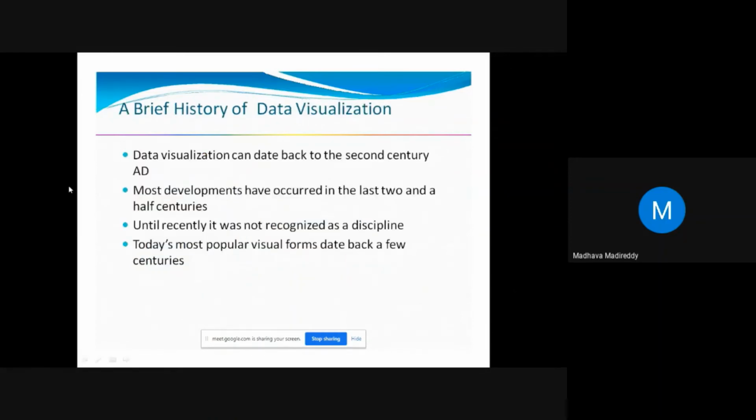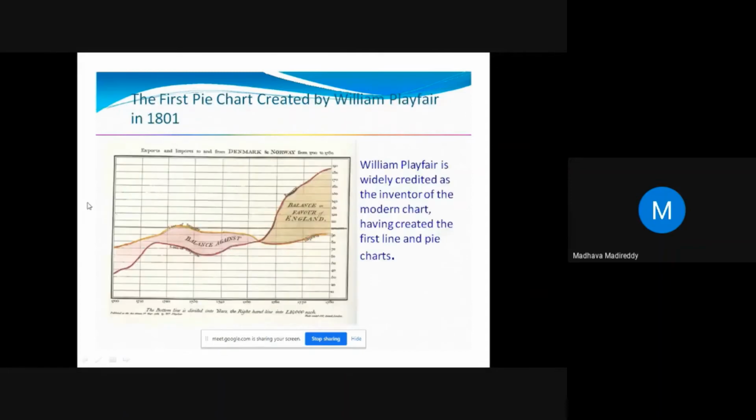So let us go back in time and see when data visualization started. You might be surprised, even though it sounds cool and modern, it has not been a recent trend. It's been there for 2.5 centuries, that means 250 years back. Even then there was data visualization, but it was not recognized as a discipline at that point. But there used to be some tools that date back a few centuries. Let's look at an example here.